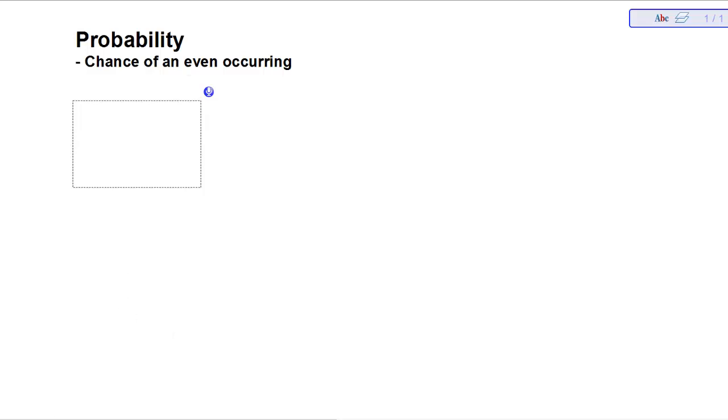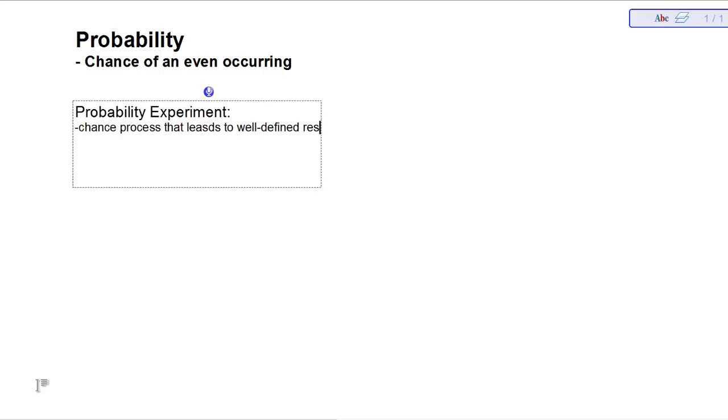Let me get this a little bit larger for us. So one of them is going to be probability experiment. And what that is going to be is a chance process that leads to well-defined results called outcomes. These are just what anytime you're doing an experiment, things like that, that's what we're looking at here.